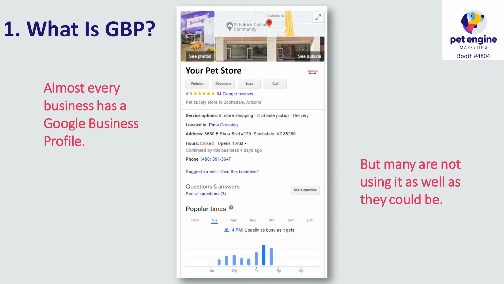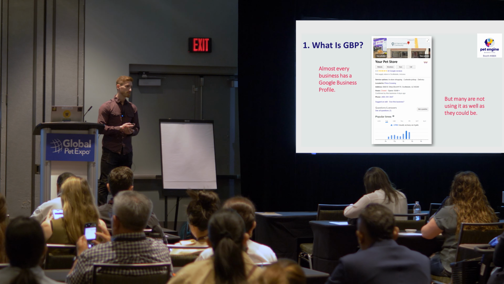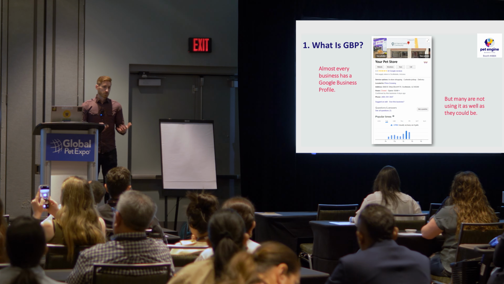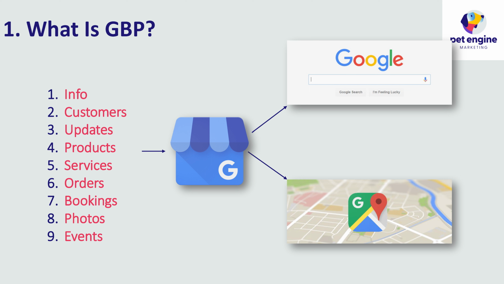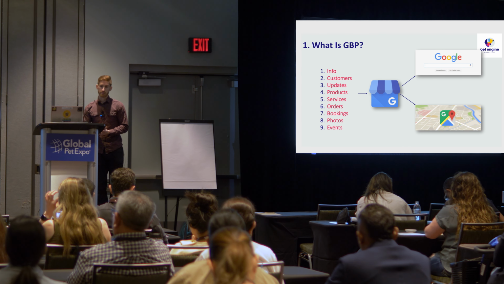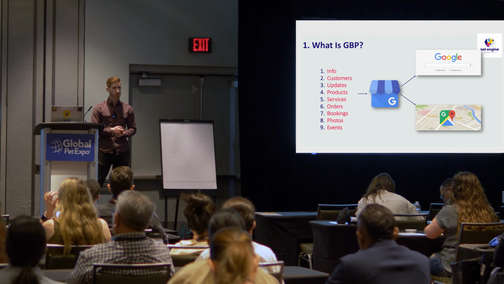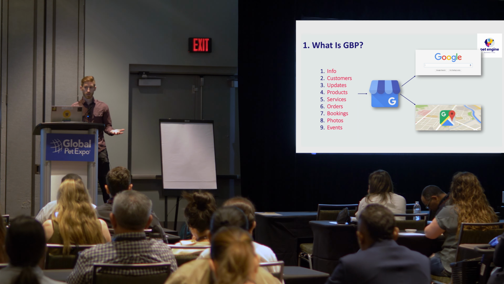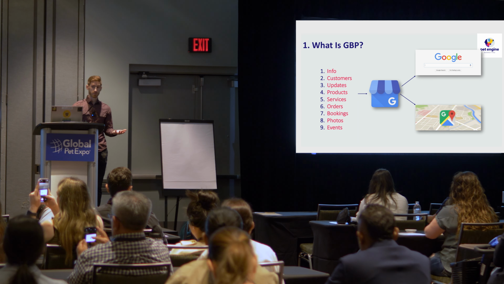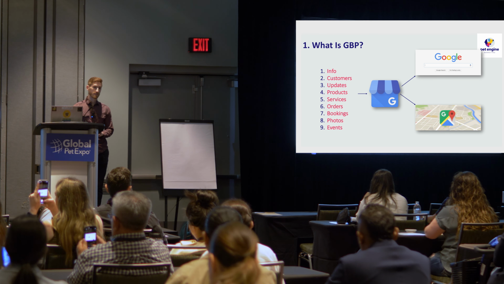Almost every single business, especially local businesses, have a Google Business Profile. The issue is most of them, or many of them, are not using it as well as they should or as well as they could. So this is what your Google Business Profile does. It takes a bunch of critical information and it spreads it around onto Google's assets. So we're talking name, address, phone number. It allows you to communicate with customers. It can send out updates to those customers about your business. You can put your products on there. You can list your services. You can take orders, or you can take bookings. You can update photos, and then you can also broadcast some of the events that are happening at your business.